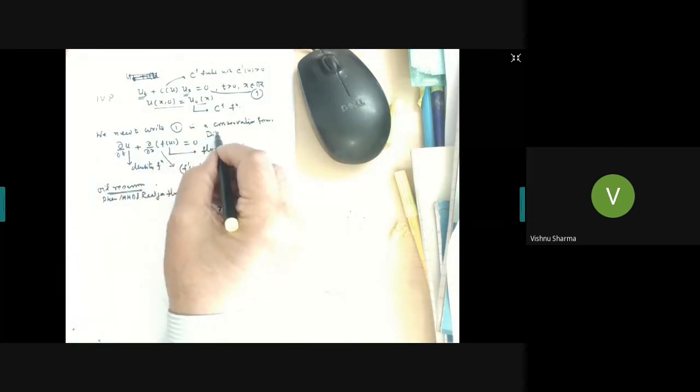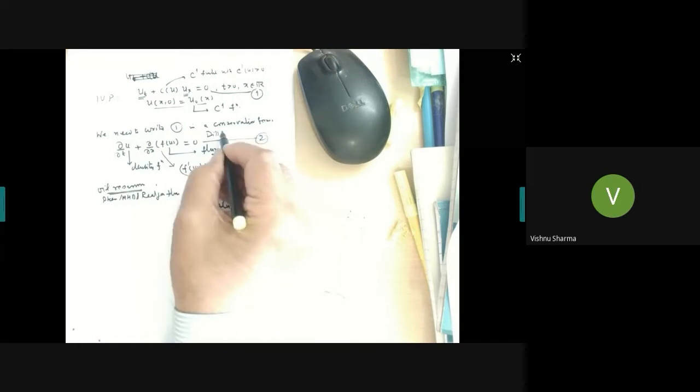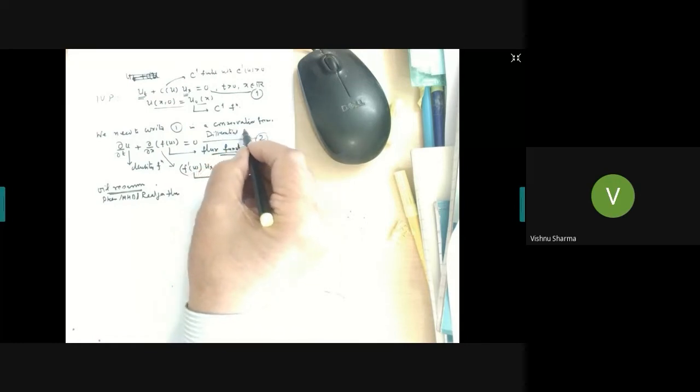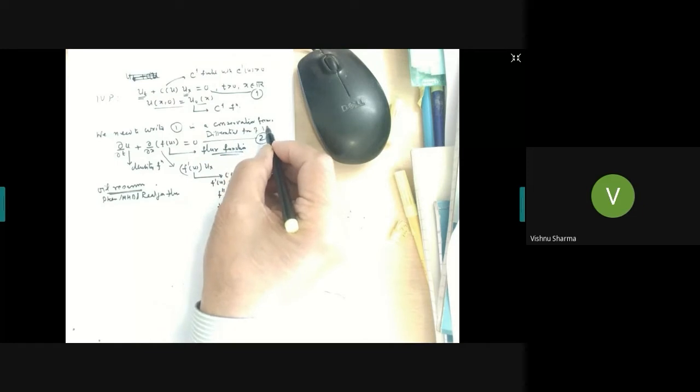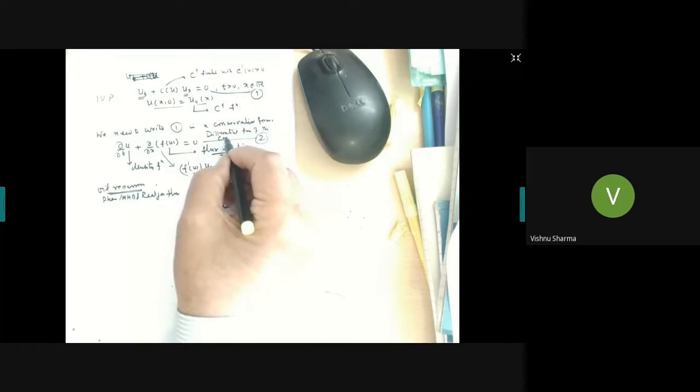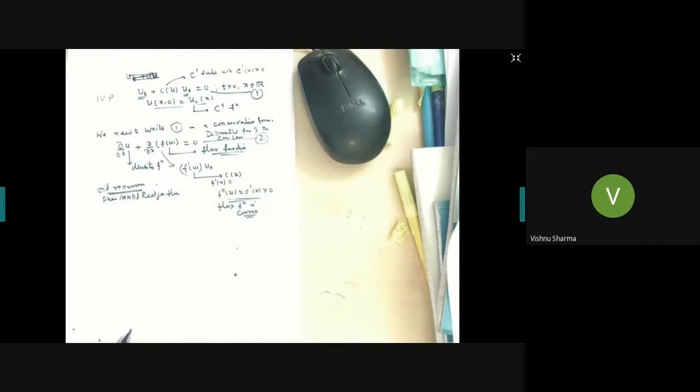Look here, I will call this equation number 2. This is the differential form of the conservation law. But perhaps you might have seen, at your undergraduate level, when these conservation laws are written, if you pick up any book on physics, you will find that when we see a conservation law, it is always derived in integral form.